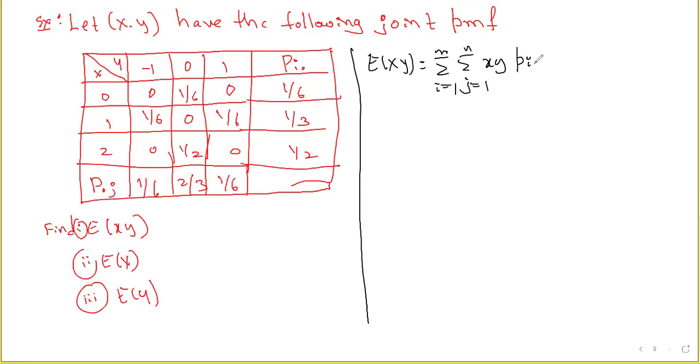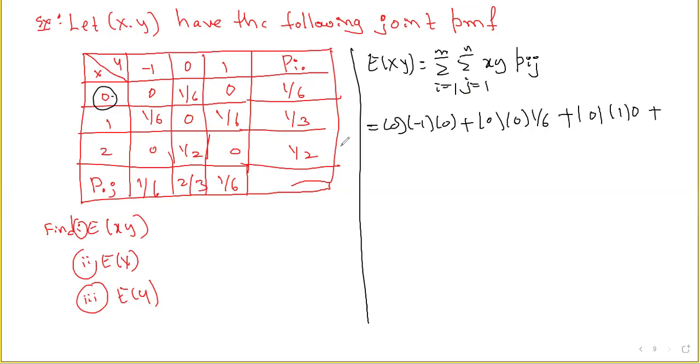xy, pij, right? So this is nothing but, first we take x equal to 0, right? So 0, then y minus 1 and its probability is 0, plus x is 0, y is also 0 and its probability is 1 by 6, plus x 0 and y is 1, but its probability is 0, plus. Now we go for x equal to 1.